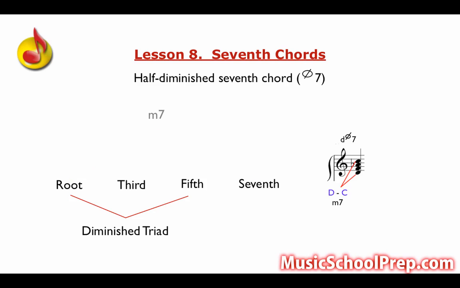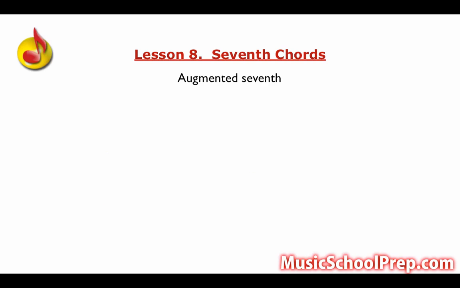A diminished triad with a minor seventh between the root and seventh is called a half diminished seventh chord. In this example, the minor seventh interval between the D and C is outlined for you. Augmented seventh chords are very, very rare.